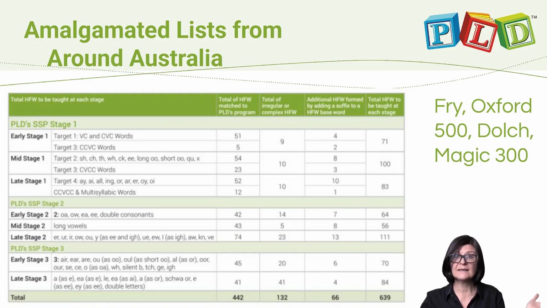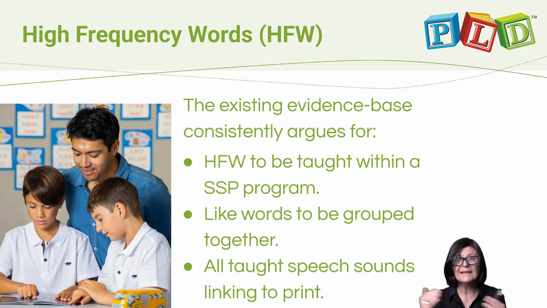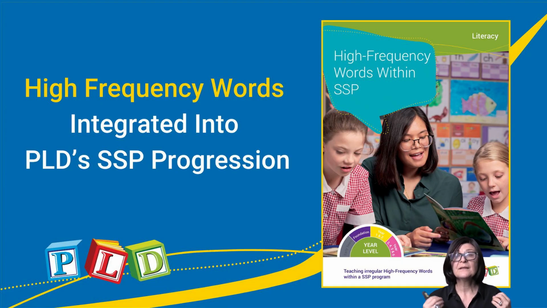What PLD has done is amalgamated all of the high frequency word lists used around Australia. Some for early writing, some for early reading. So then we don't need to get into the discussion of which set of high frequency words. They're all amalgamated in. And we've come up with over 650 words, but then linking to the PLD phonics progression. And again, whether they're regular or irregular, the linkage between the speech sounds linking to the print. This concludes high frequency words integrated into PLD's structured synthetic phonics approach.